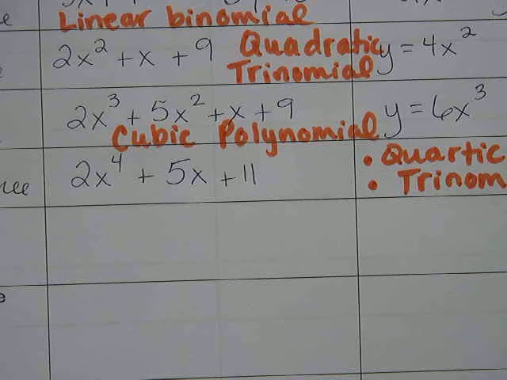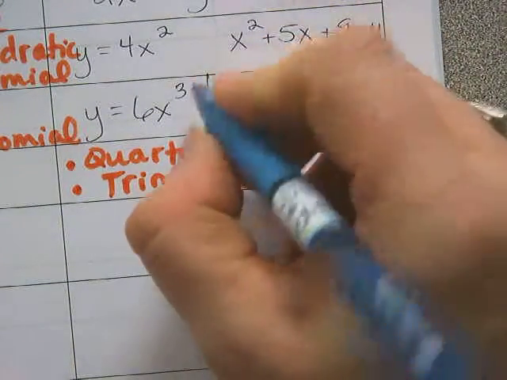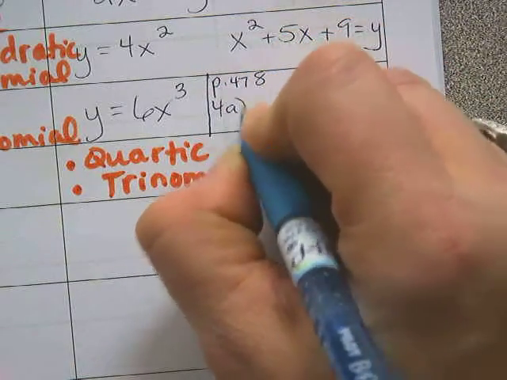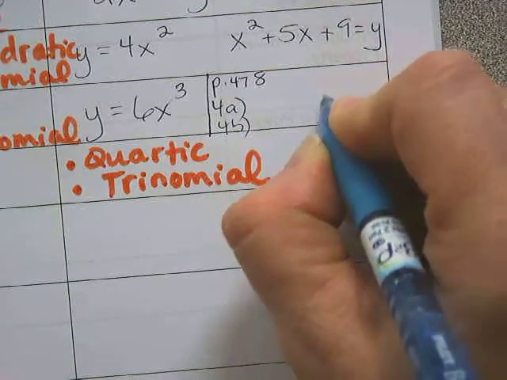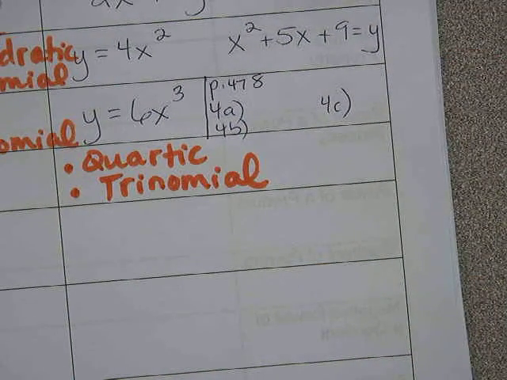Okay, and that is your work today. Pretty much just checking. Oh wait, forgot something. Pause the video, and on page 478, I want you to do 4A, 4B, and 4C. So you can have a little bit of practice with naming those polynomials.